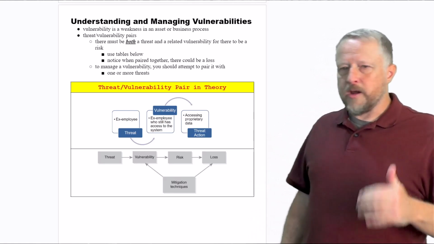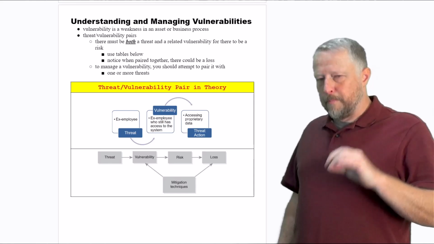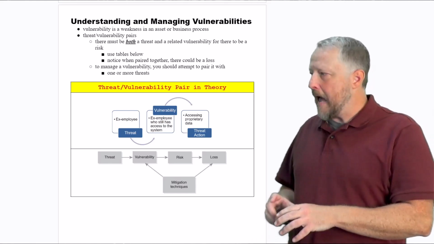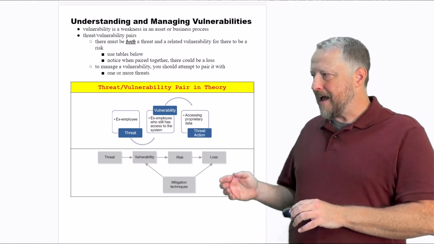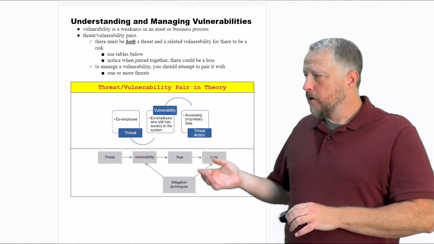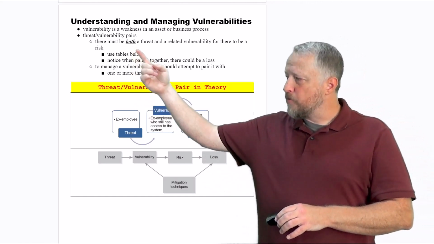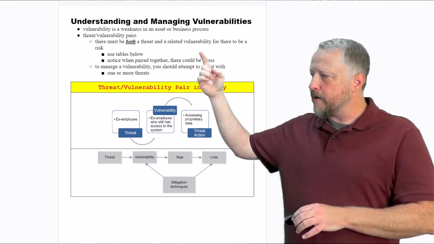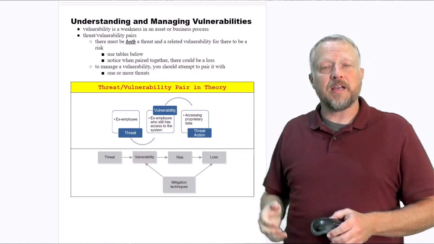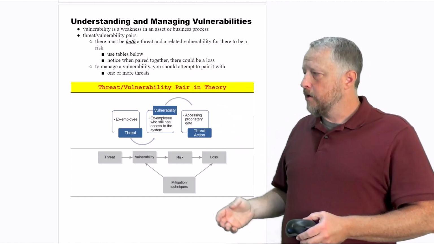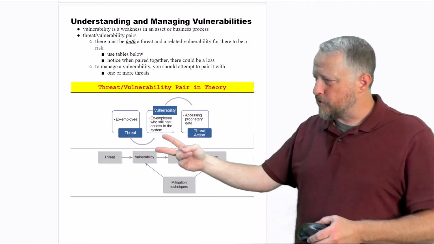To make sure that we understand and manage vulnerabilities, we have to think of it as a pair. There must be both a threat and related vulnerability for there to be a risk. So when we look at this overall setup, let's look at the first part.